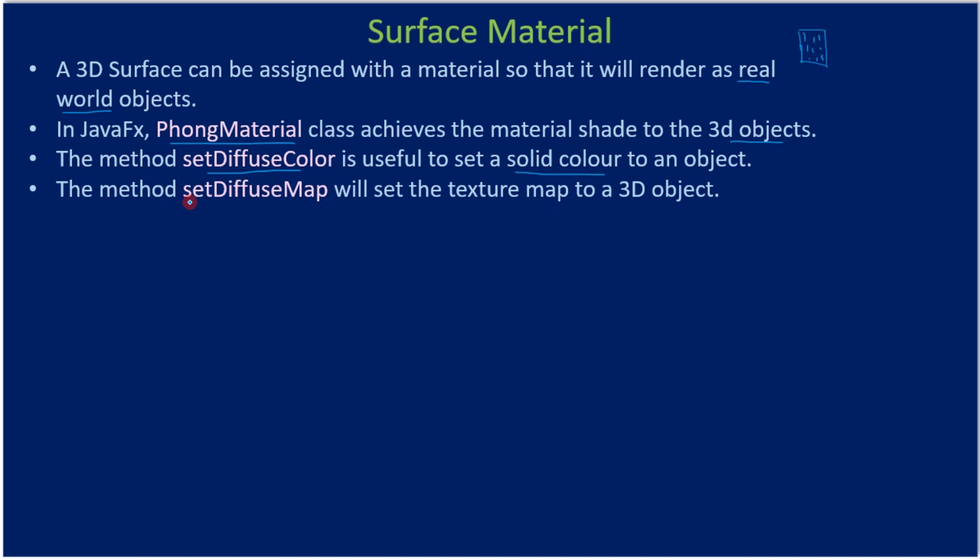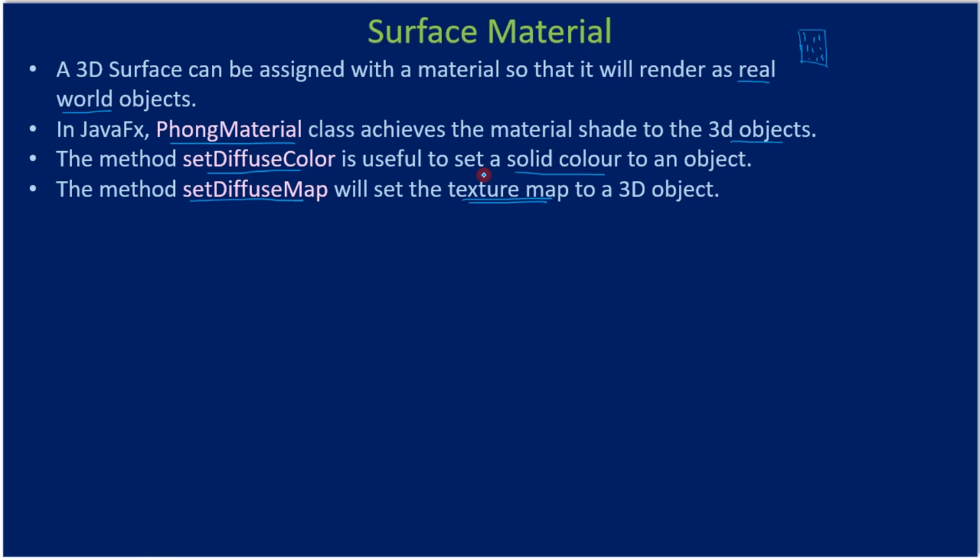The method setDiffuseMap will set a texture map to a 3D object. Here we are talking about the wooden plate or wooden cylinder. Then you have to create a texture map that represents the wood-like object. Then you can apply that to the 3D shape, so the 3D shape will look like a wood-related object. That's the use of setDiffuseMap. So one is diffuse color and another one is diffuse map.